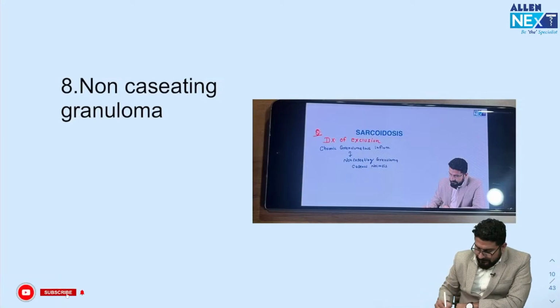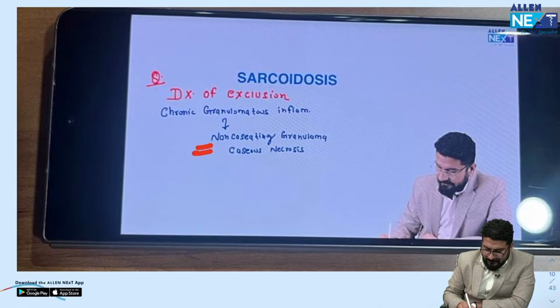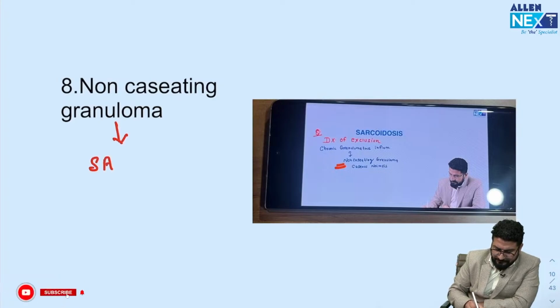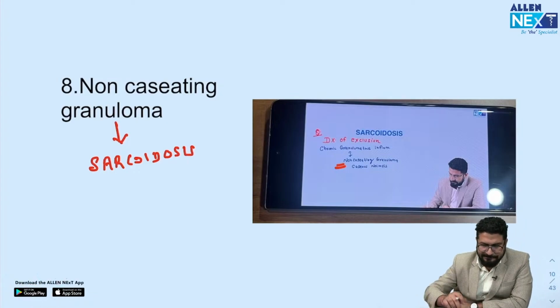Moving to next straightforward question, non-caseating granuloma. It is like a first line of sarcoidosis, which you can see non-caseating granuloma. So again, the question came straight away from the notes. Non-caseating granuloma you will see in a patient with sarcoidosis. On the other hand, caseating you will see in a patient with tuberculosis. Am I clear?